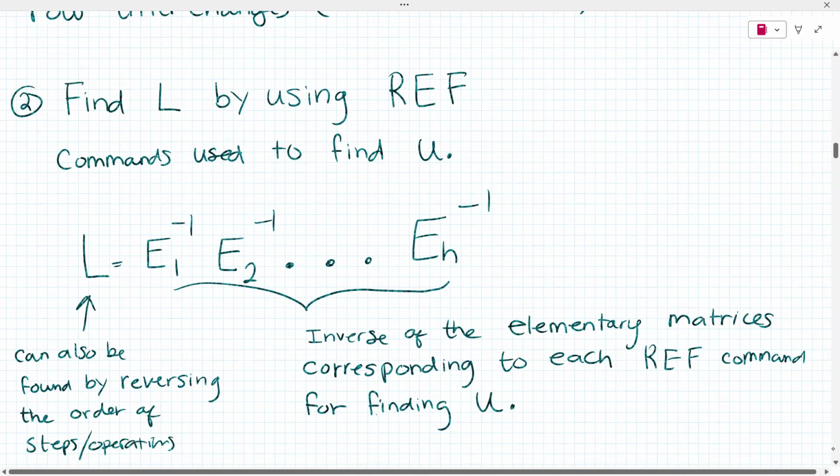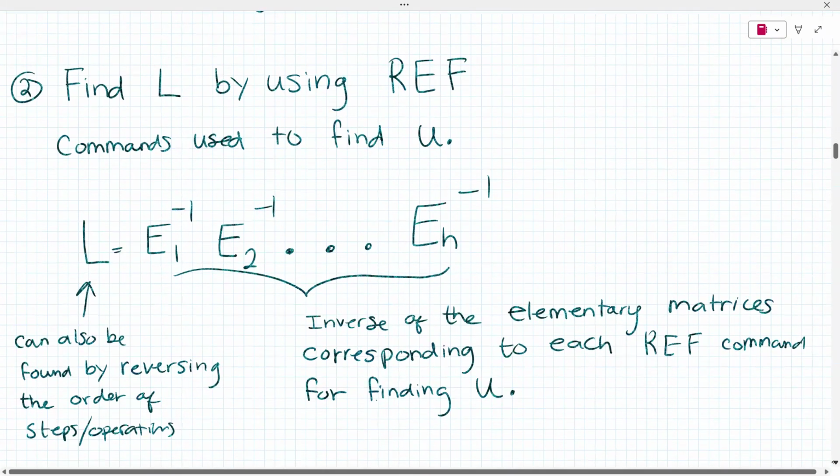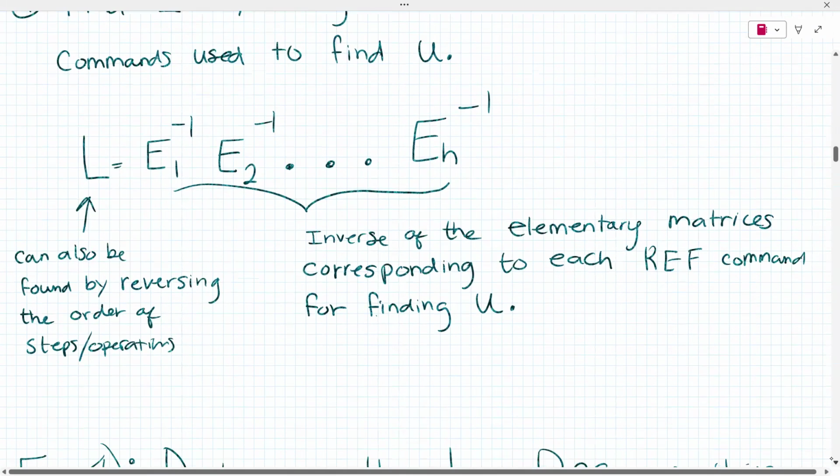And then L can be found by reversing the order of the steps of operation. I will explain that, you'll see what I mean. L is found using the inverse of the elementary matrix corresponding to each REF command used for finding U.